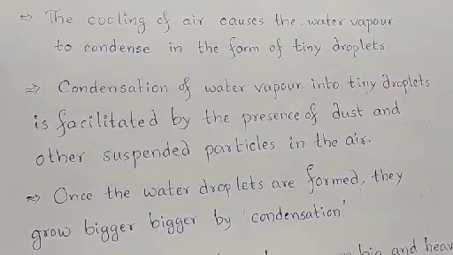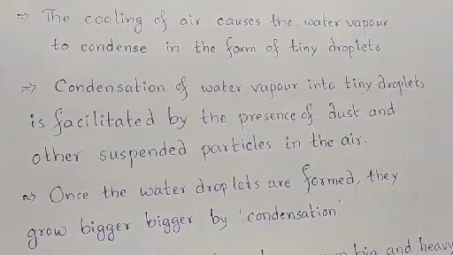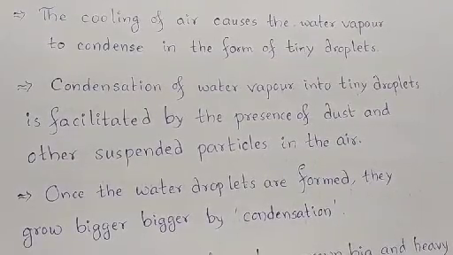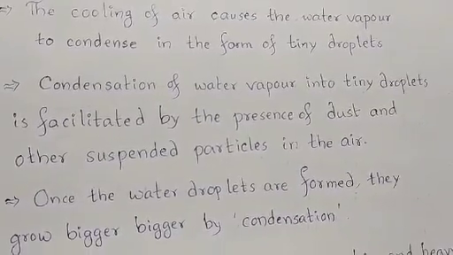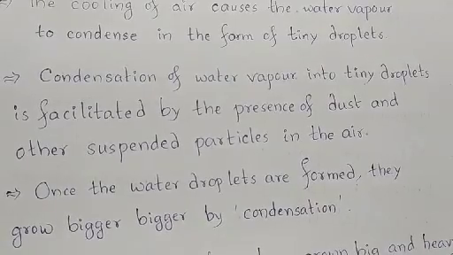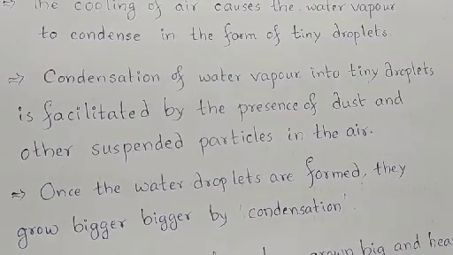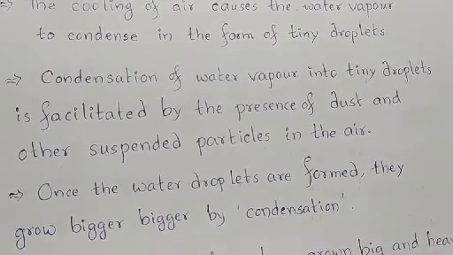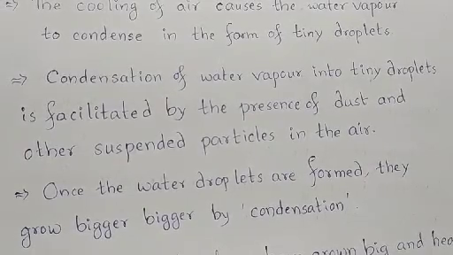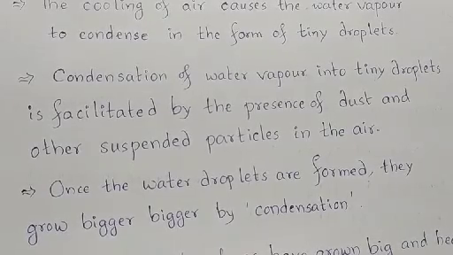Now, condensation of water vapor into tiny droplets is facilitated by the presence of dust and other suspended particles in the air. In the air, a lot of dust and many other suspended particles are generally present. So, if water vapor has to get condensed, it first needs a surface to stick to. The liquid water needs some surface to stick to. That surface is provided by the dust particles present in the air or some other suspended solid particles.